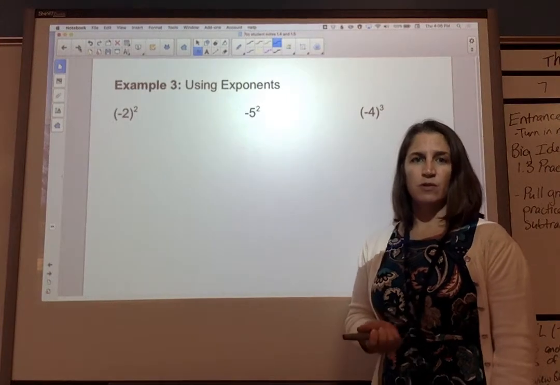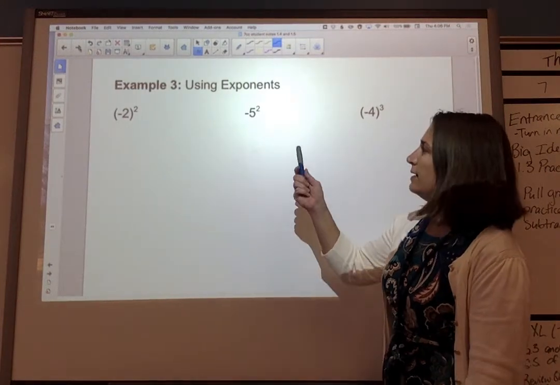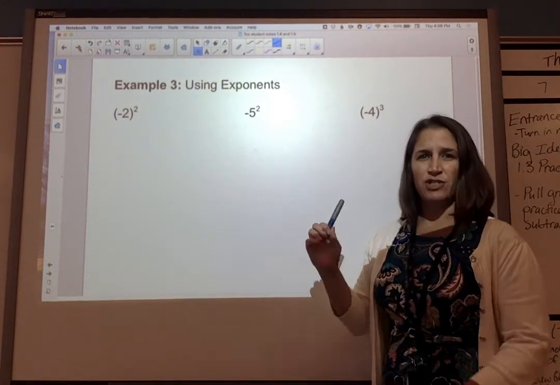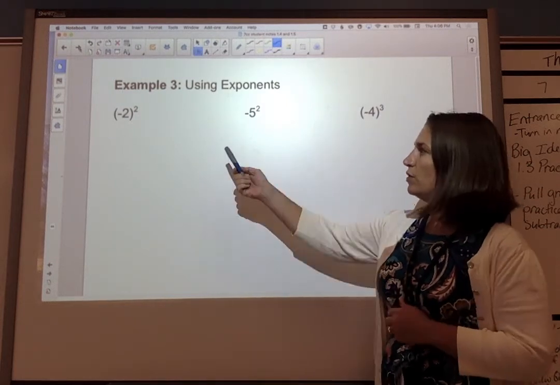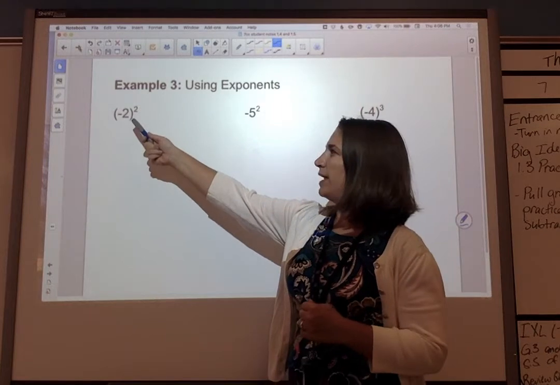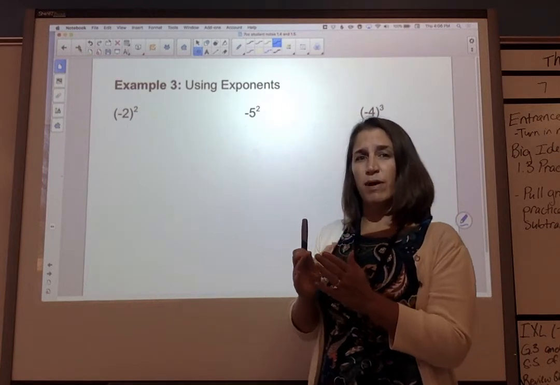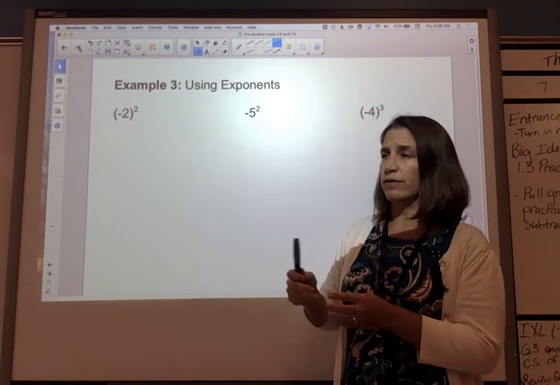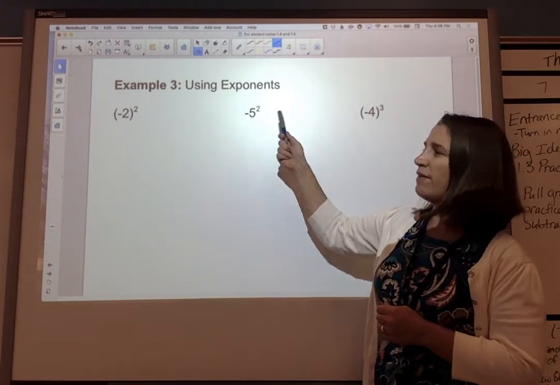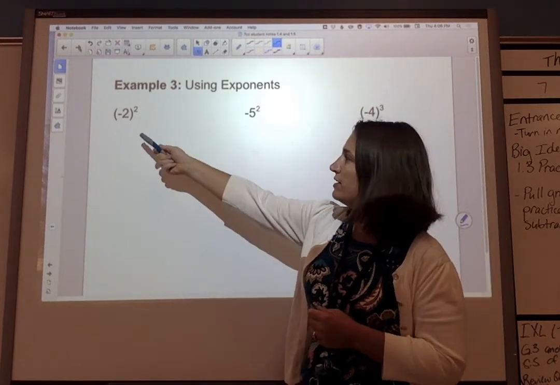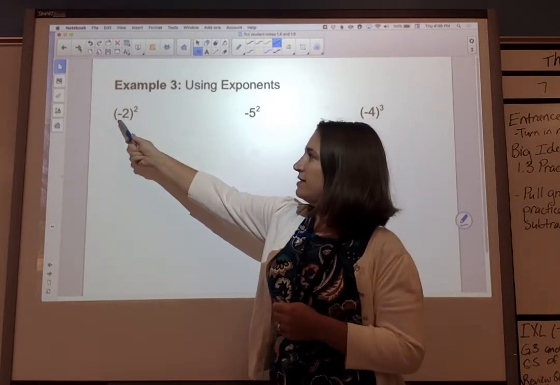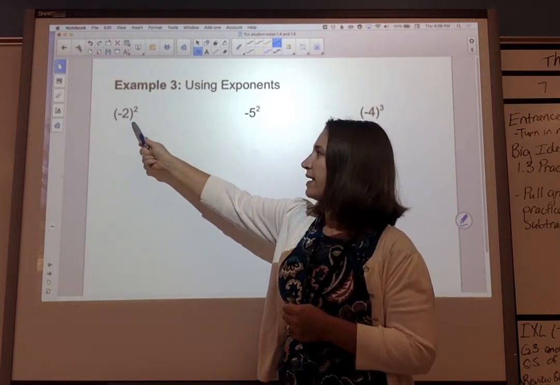Now let's do some examples with exponents. Now, we need to pay careful attention. There's some very slight differences between the first two problems. Notice that this first problem, -2, inside of the parentheses is squared. And then we have this -5 squared, but the -5 is not inside the parentheses. So in this first case, the base of the power is -2.